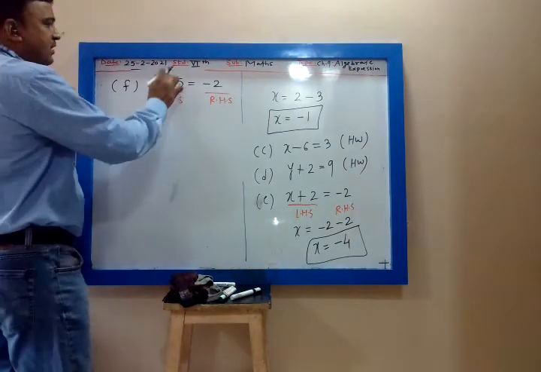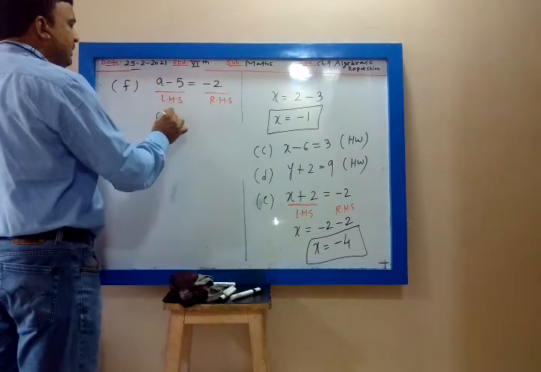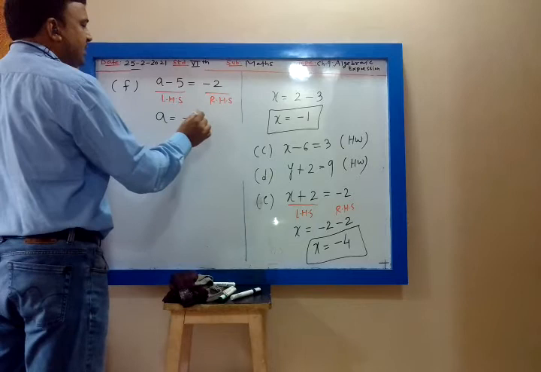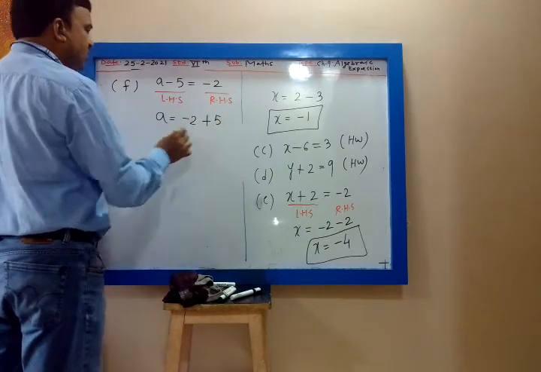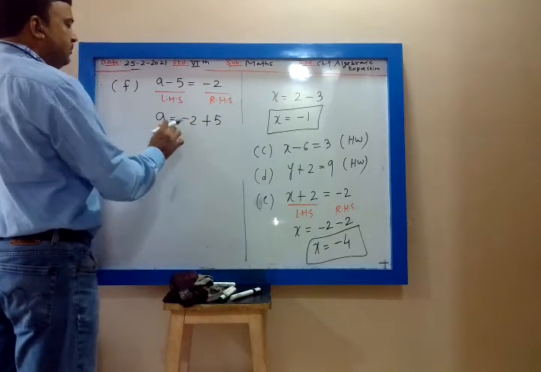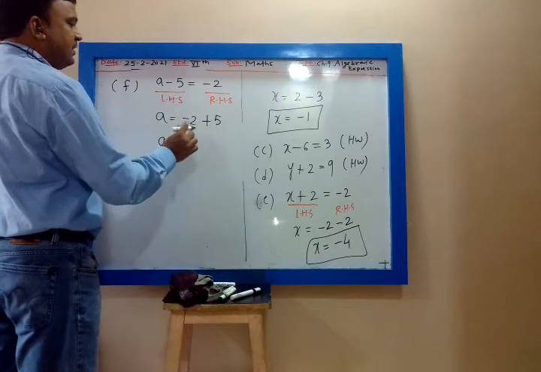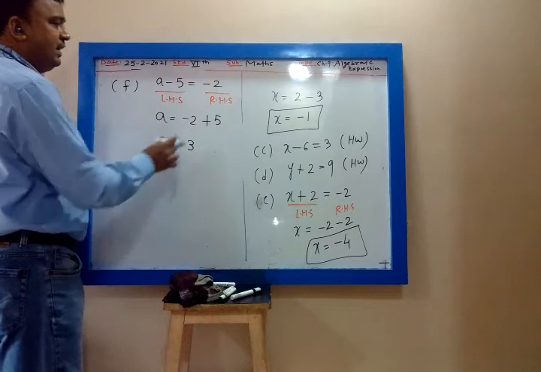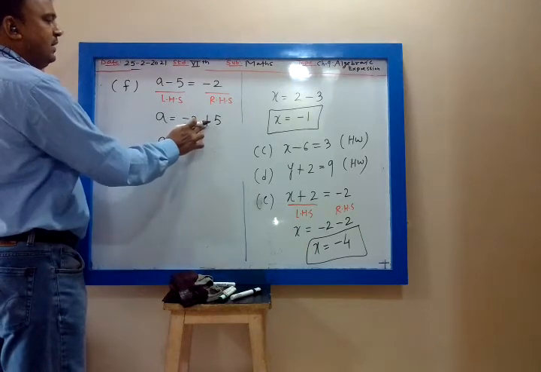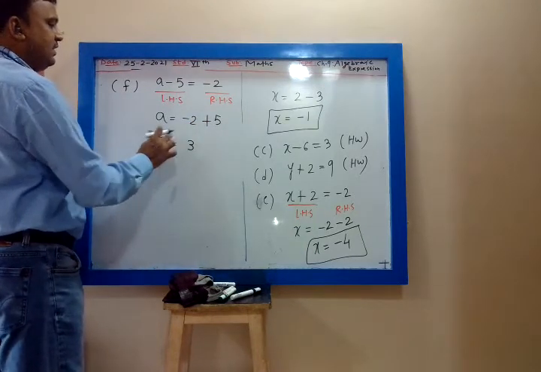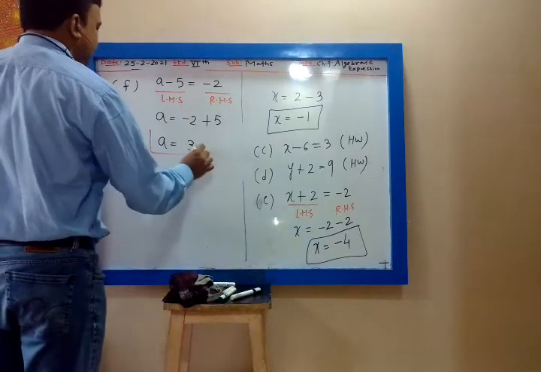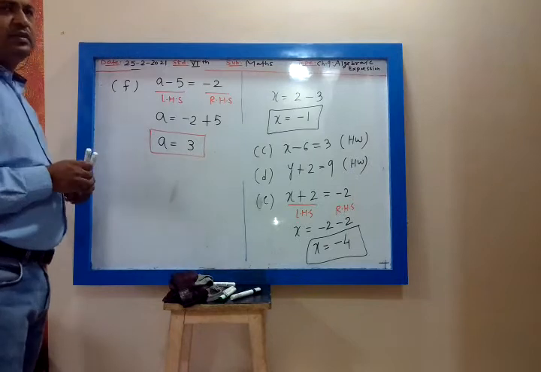Now we take minus 5 on the other side, it becomes plus 5. Now they have opposite signs, minus and plus, so we have to subtract. 5 minus 2, 3. Which number is bigger? 5. What is the sign of that? Plus. So the plus sign we don't write. So a is equal to 3.